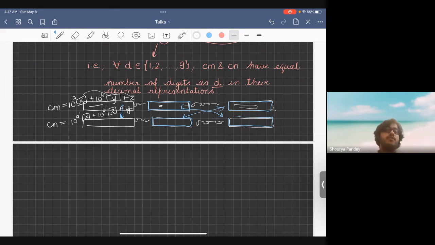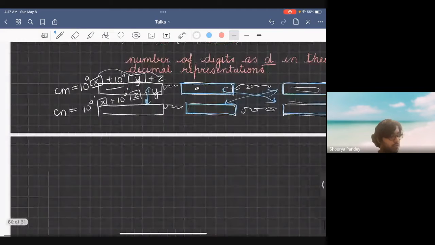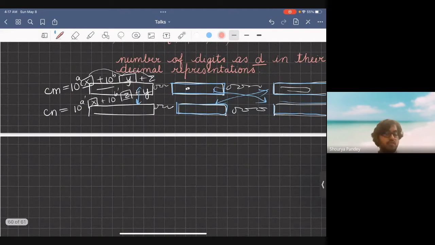Maybe just try for certain numbers. Just pick some m and n, and maybe we can try those first.